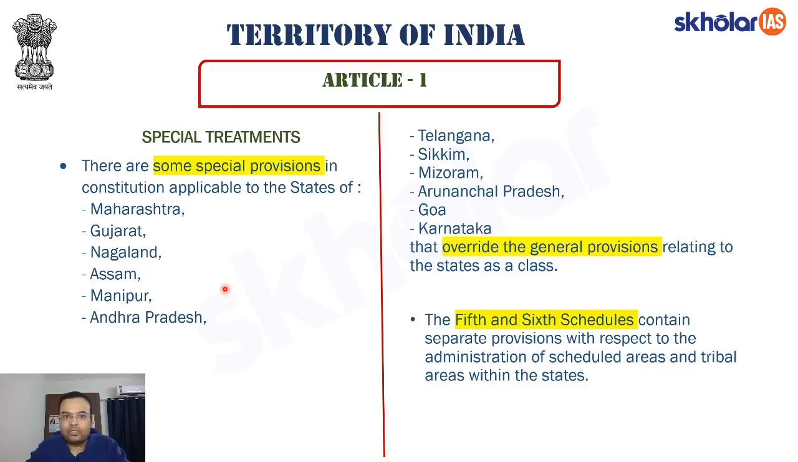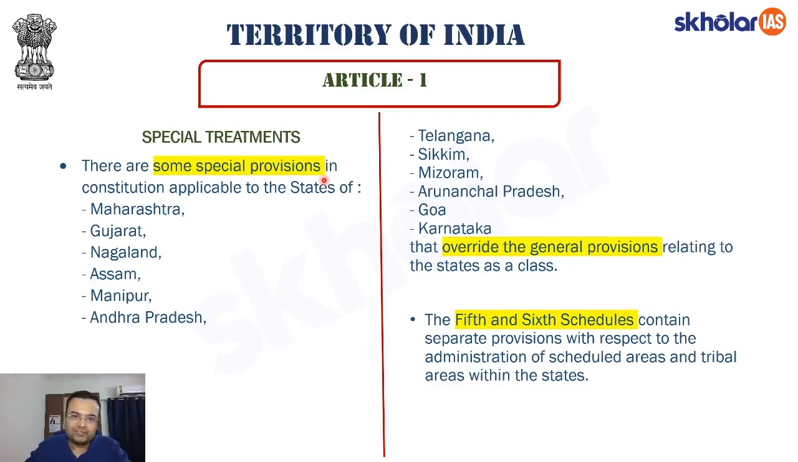The point broadly that you need to keep in mind here is that even if there is a relationship between union and states, the relationship that exists is not the same for every state. There is a group of states with which there is a uniform relationship, while for different states there are different agreements based on which the relationship is happening. Here is the list of those states with which there are some special provisions with respect to the relationship between union and the state.